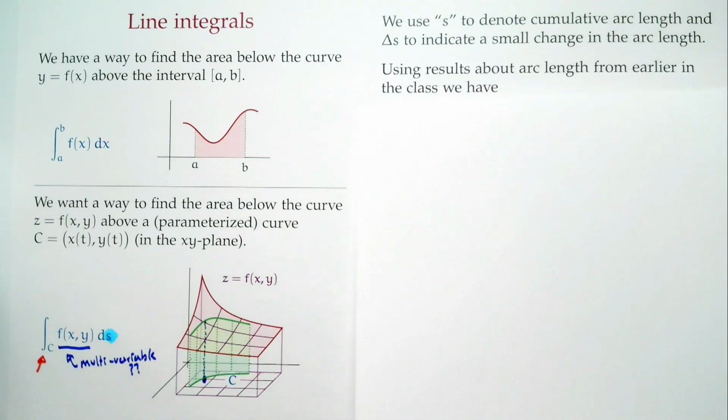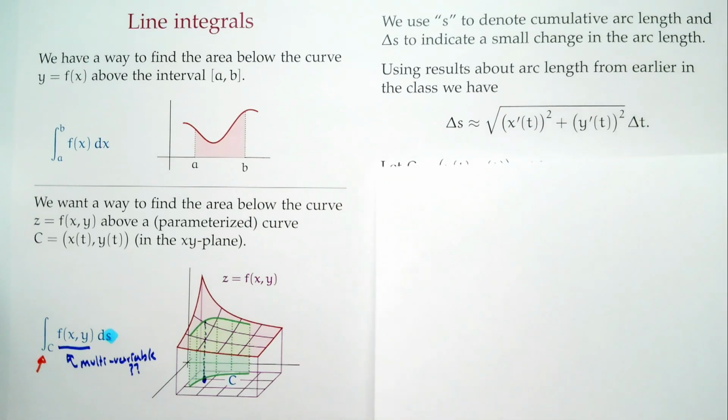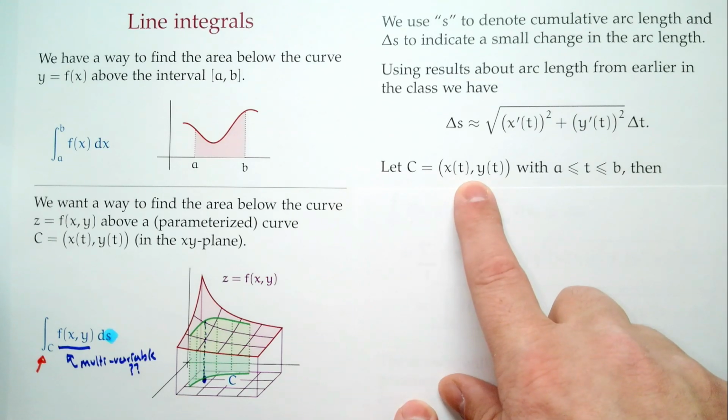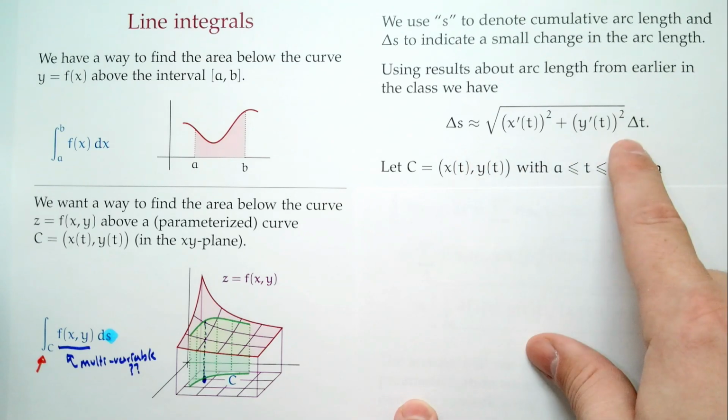The answer is we have. It's that formula we learned. In fact, this goes all the way back to Calc 2. We did this again at the beginning of this semester. We said that our arc length is approximately the square root of x prime squared plus y prime squared. Now, what are x and y here? x of t, y of t. That's our parametrization. So we have our curve, which is parameterized by x of t, y of t, and the length of a little piece is given by that.